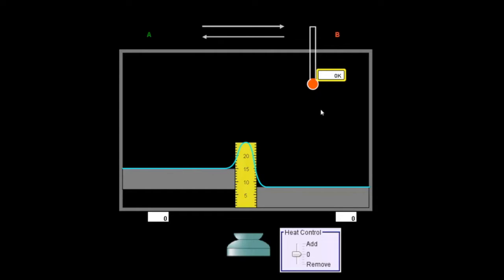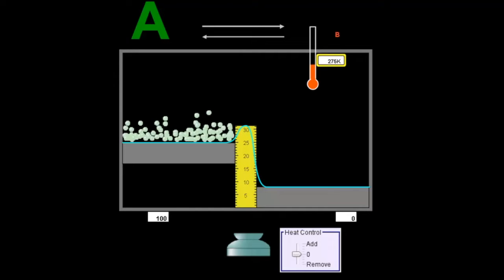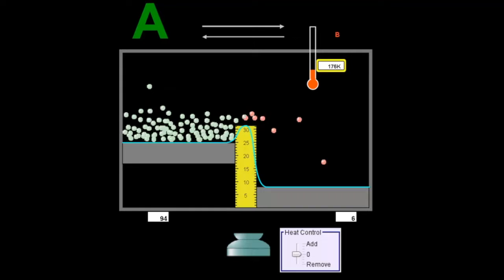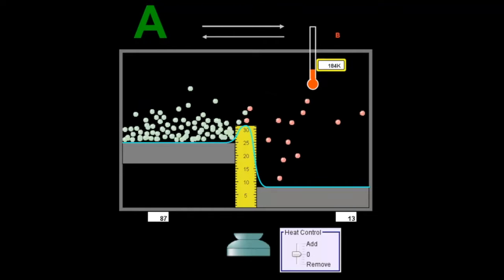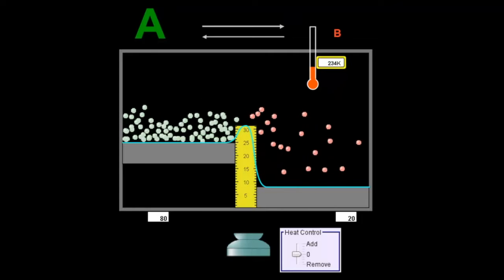So what I'm going to do is just start off here. I'm going to raise up the level of this A platform here. I'm going to put 100 particles on the left side here. And you can see the bouncy balls bouncing around. And you can also see that some of the bouncy balls are jumping over to the right-hand side.